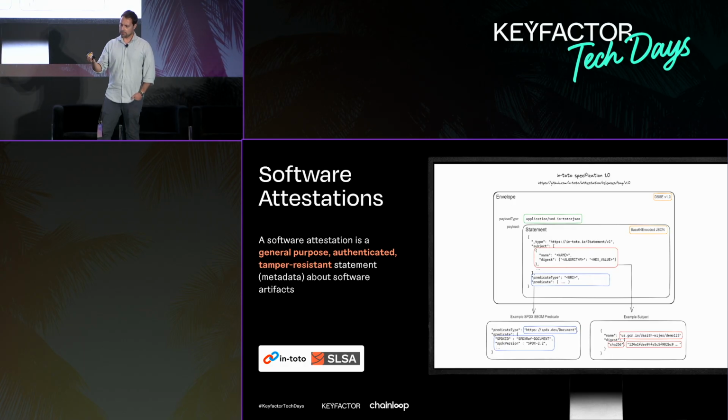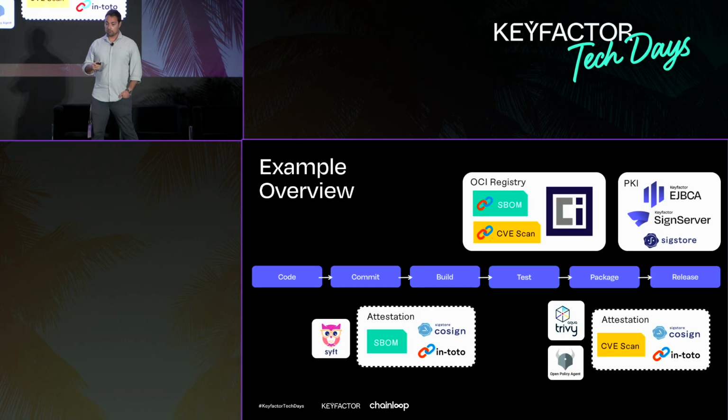So for example, in this case, we have an attestation that is adding information on a container image. It's adding an SPDX software bill of materials, for example. But the important part here is that this document is signed, which adds the authentication and tamper resistance properties that we're looking for.